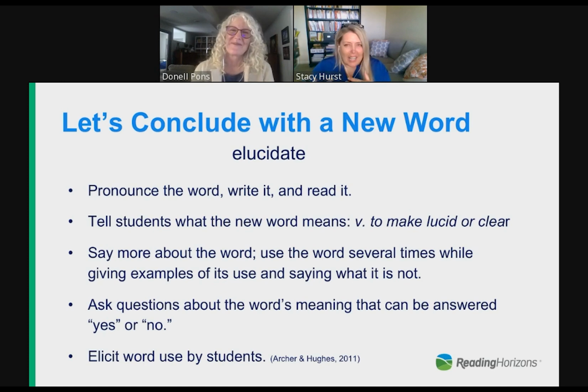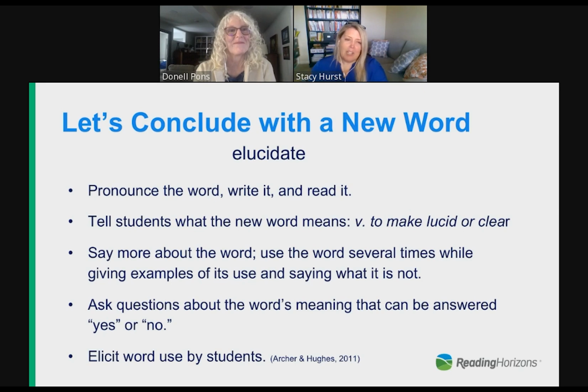So I would ask a whole lot of yes and no words about the word elucidate, right? If you were required to take a test about physics, would you need someone to elucidate some concepts? Or do you feel crystal clear about it already? And so if you can think of a way to use that in a sentence, feel free to put it in the chat. I know we're kind of running low on time.